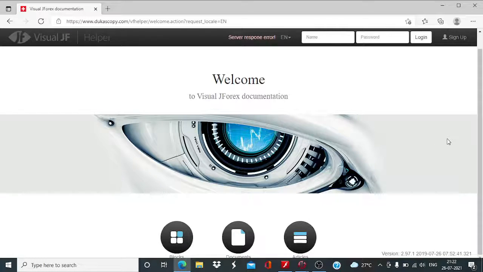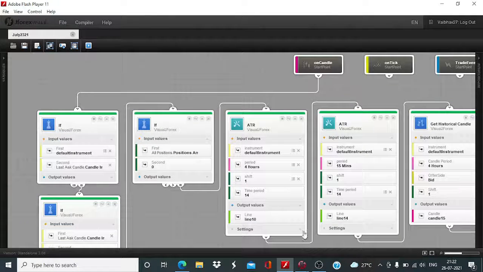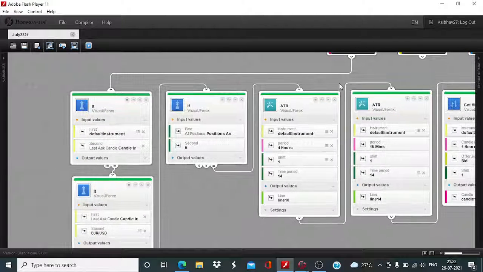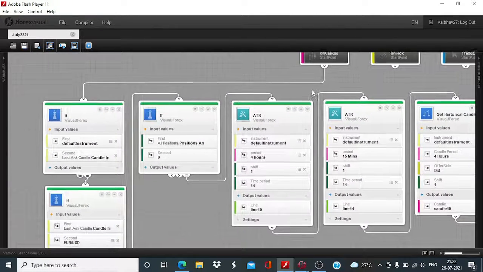Myself, Vaibhav. In today's session of Visual JForex, we will be continuing our algorithm development using the indicator average true range, which can be shortened as ATR. So now we directly head to the Visual JForex board, which has been developed by the Dukascopy Bank SA.